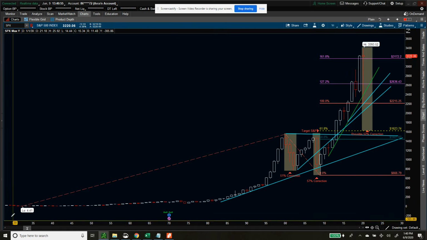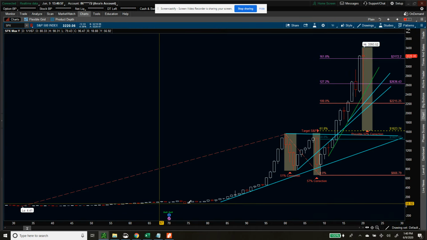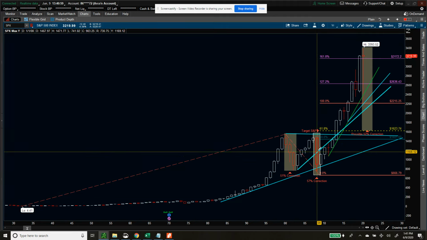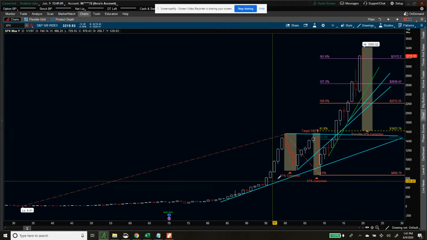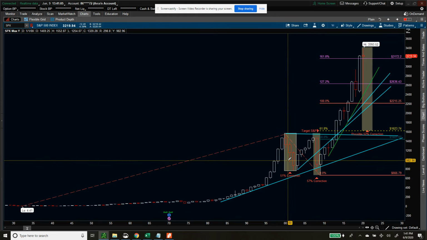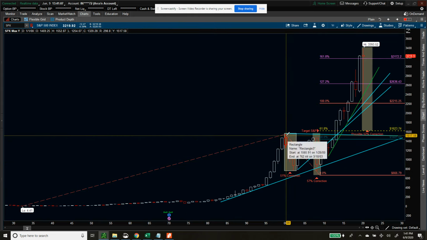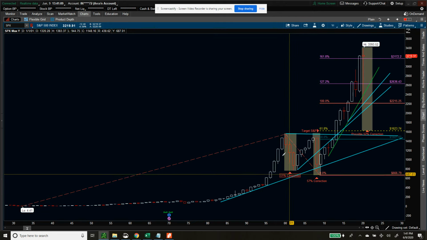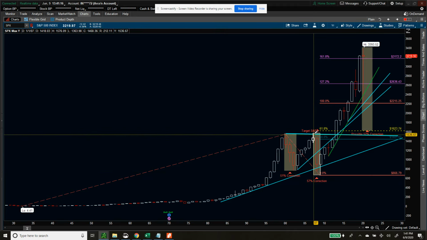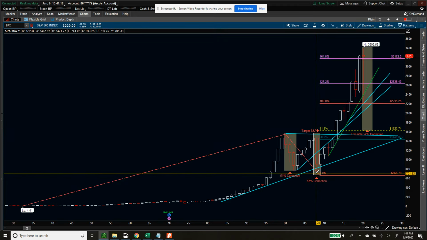So this is the S&P since the 1930s. The market has a tendency of doing trend lines. Notice it just does trend lines. So here was the correction from 2000. In 2000, the stock dropped 51% from the high to the low. In 2008, it dropped from the high to the low 57%.